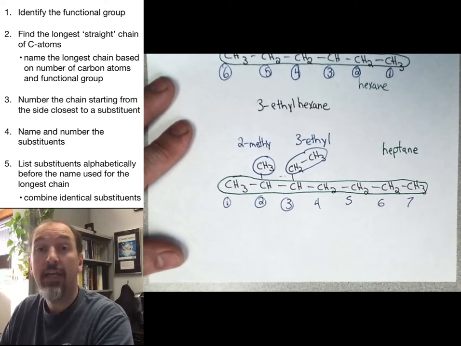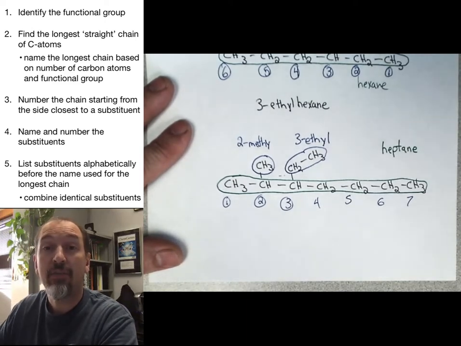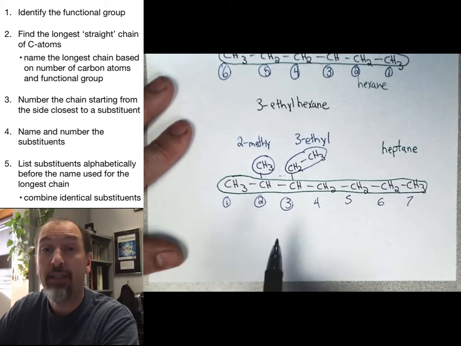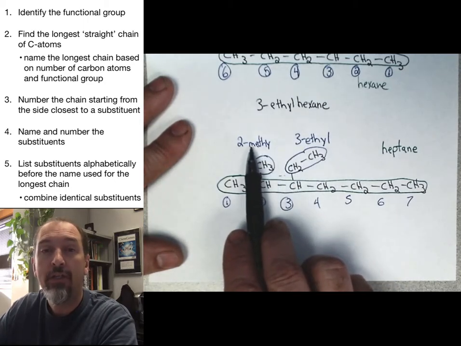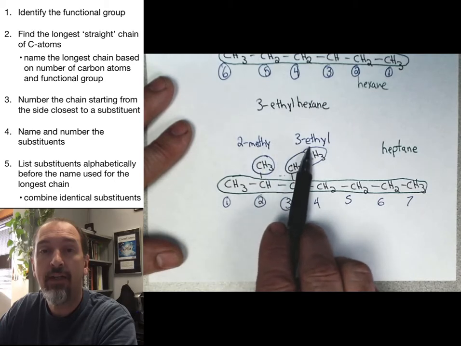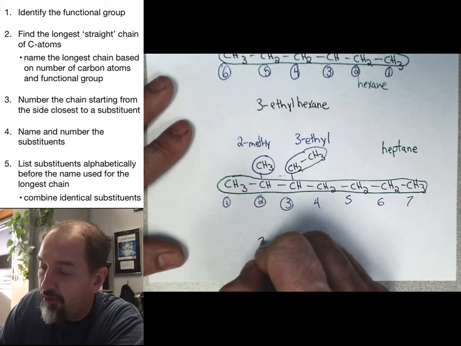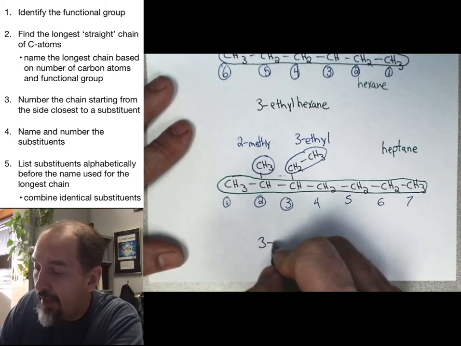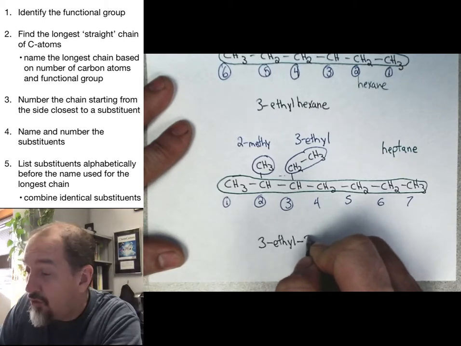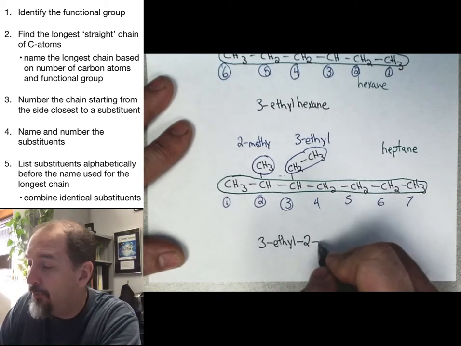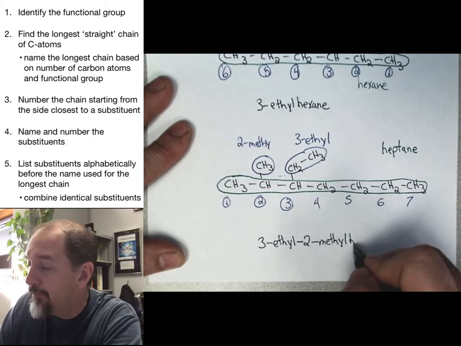Now we put it all together. And for the last step, you just have to remember to list the substituents alphabetically. So now we have a choice. We've got ethyl and methyl. We just focus on the first letter there. E comes before M. So the name of this compound is going to be 3-ethyl, then you have a dash, 2-methyl heptane.